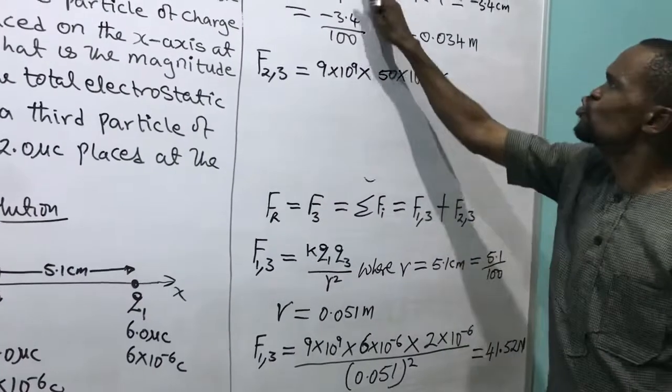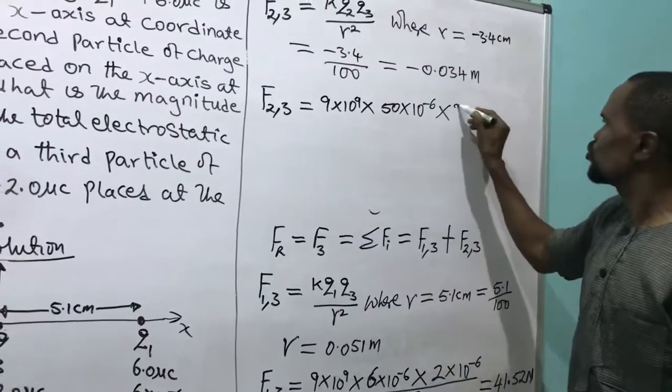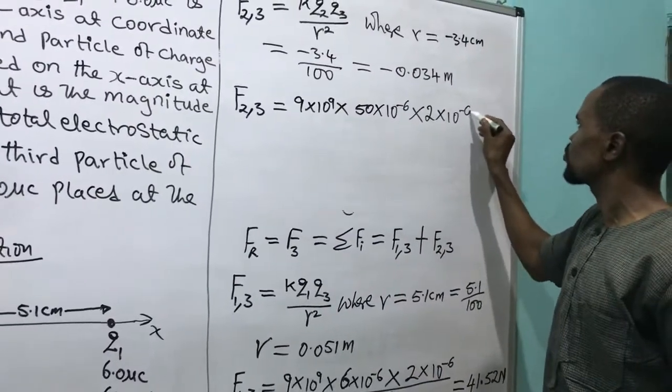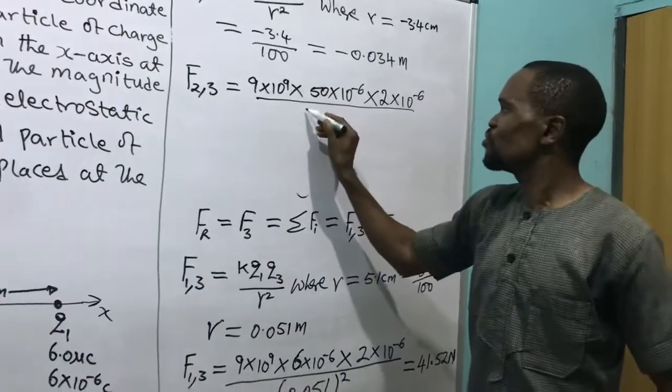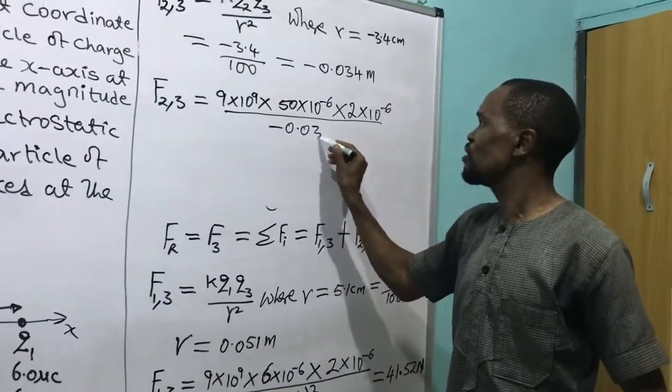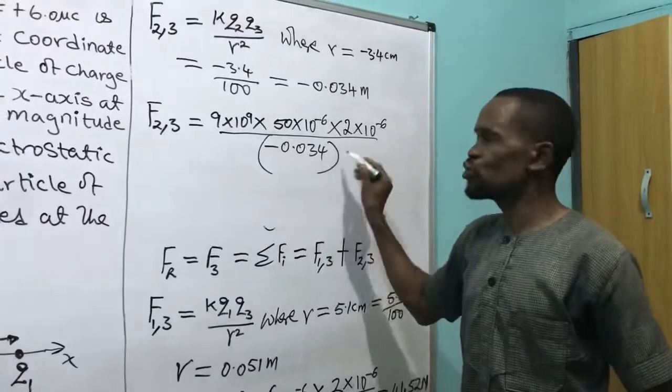That's Q2. That's Q3, which is 2 times 10 raised to the power minus 6. See, that's Q3. All over the distance of separation, which is minus 0.034, all squared.